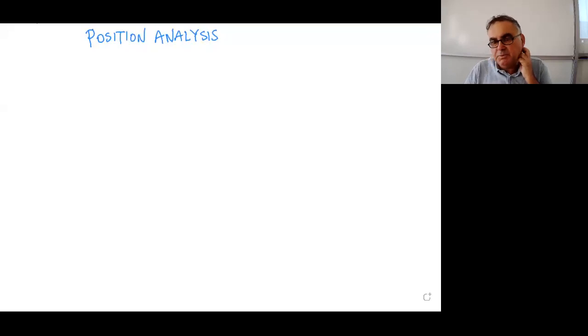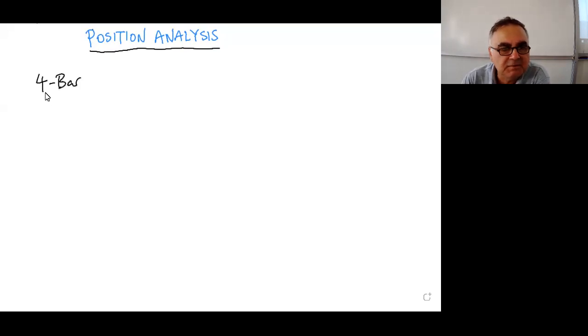So we will be doing position analysis, and it means that we will try to find the position of a mechanism given the necessary values for the links. Let me give you an example for the four bar mechanism, our standard mechanism. Let's say that we have a four bar like this.